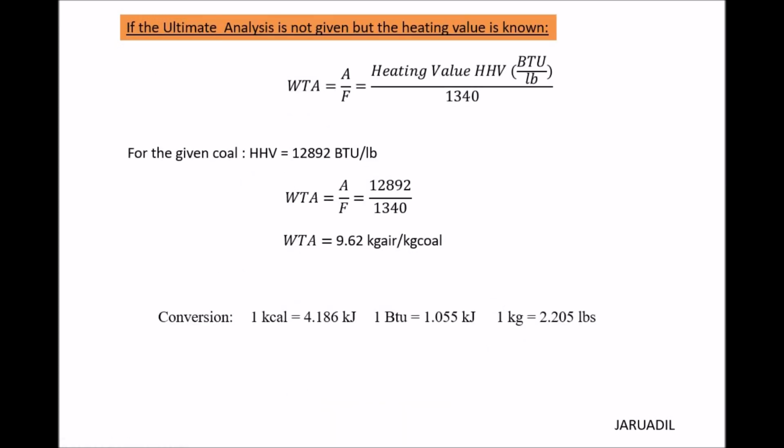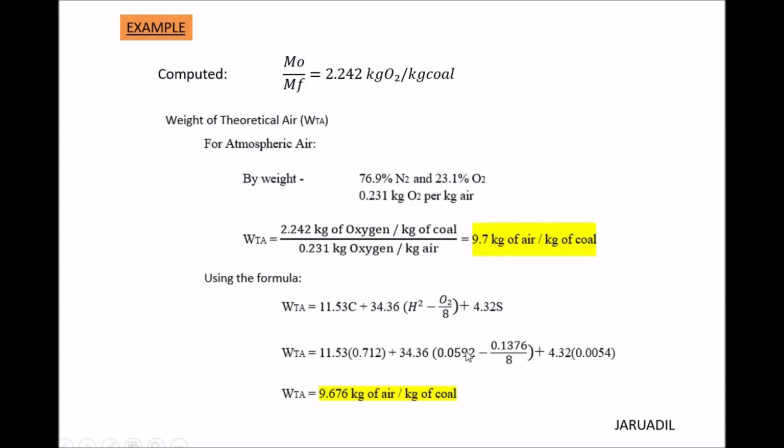So if the ultimate analysis is not given, but the heating value is known, so kung hindi given yung carbon, hindi given yung hydrogen, yung sulfur, yung oxygen, we cannot use this equation, right? So this one is H sub 2, hydrogen, hindi po yan H squared. So nagkaroon lang ng typographical error po dyan. So paki-correct nyo lang po. That is H sub 2. So you cannot use this equation if hydrogen, oxygen, sulfur, and carbon are not given.